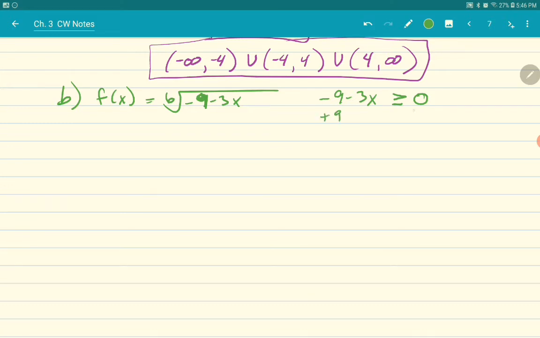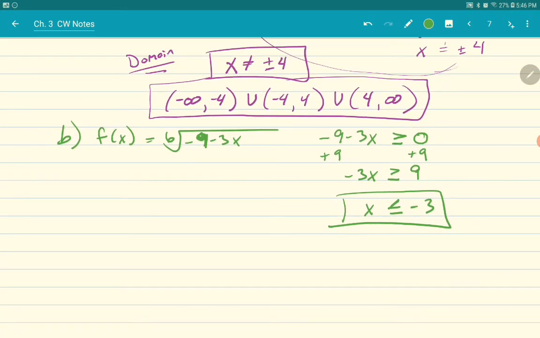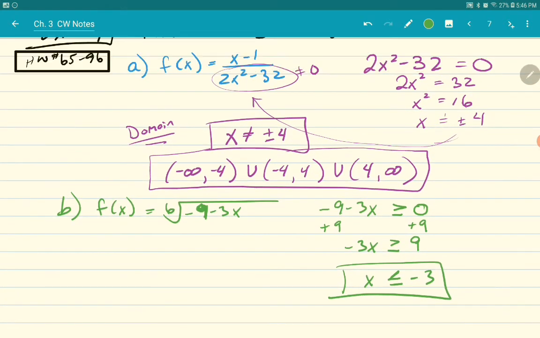add 9 to both sides to isolate the term with the x, and I get negative 3x is greater than or equal to 9. Then I'm going to divide both sides by negative 3 to get x by itself. When I divide by a negative, I have to flip the sign, and I get x less than or equal to negative 3. This one's not equal to. In the previous one, our restriction was that it's not equal to 0, so I solved equal to 0 to find out what it's not. For this one, I set it greater than or equal to 0, which is what it can be. So this is our domain here.